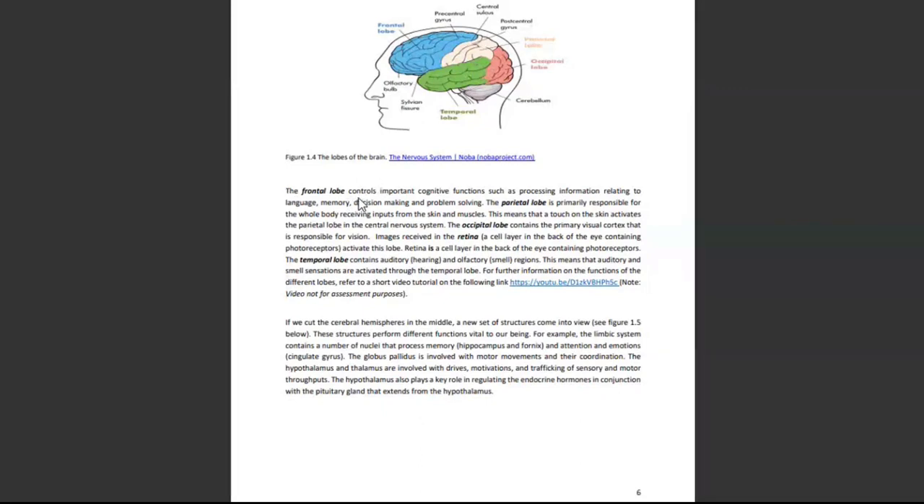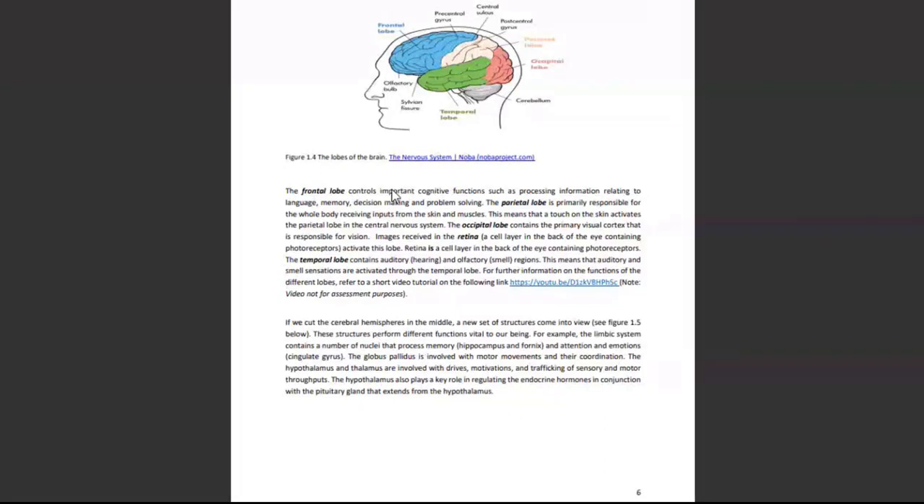They say frontal lobe. The frontal lobe controls important cognitive functions such as processing information relating to language, decision making, and problem solving. What is the function of the frontal lobe? Frontal lobe controls what? Cognitive function. By cognitive, we mean thinking. Reasoning is part of your cognitive. You can write on top what you mean. It's the thinking part, the reasoning part.